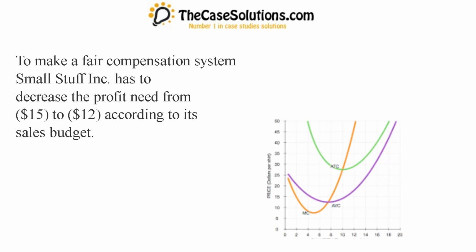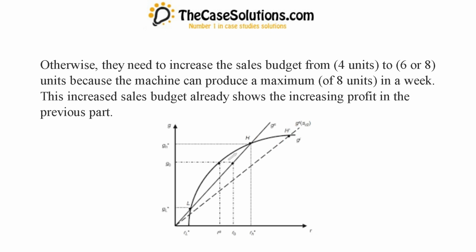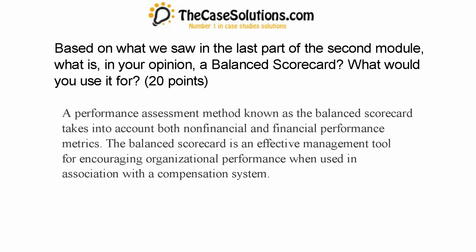To make a fair compensation system, Small Stuff Incorporated has to decrease the required profit from $15 to $12 according to its sales budget. Otherwise, they need to increase the sales budget from 4 units to 6 or 8 units because the machine can produce a maximum of 8 units in a week. This increased sales budget already shows the increasing profit in the previous part. Based on what we saw in the last part of the second module, what is, in your opinion, a balanced scorecard? What would you use it for?